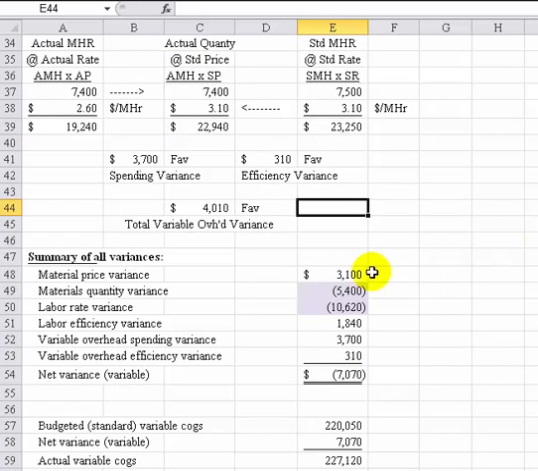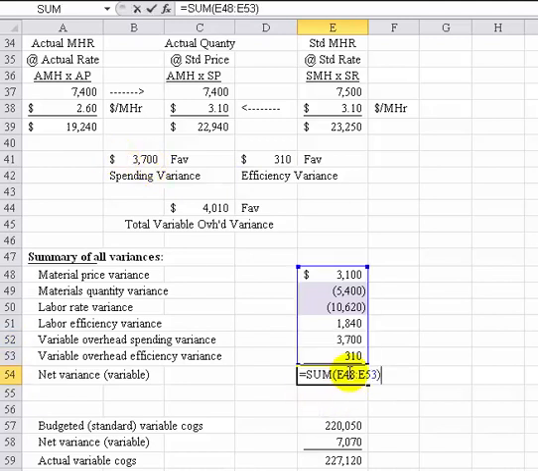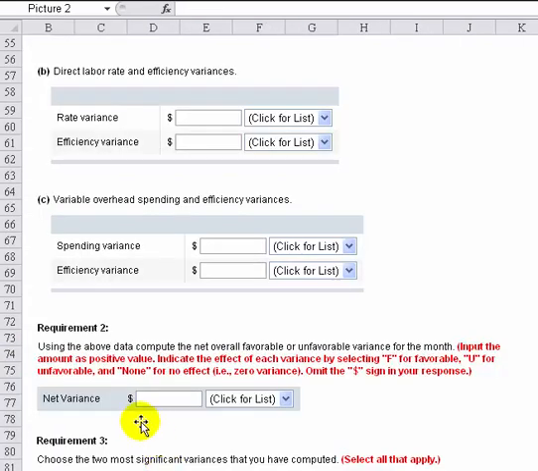So now all we do is we drop in the variances we've computed. We already computed the material price variance, the material quantity variance. Keep in mind, favorables are a positive number, negatives are unfavorable. Just drop in all those variances, right? There's the 310 comes from there, the 3,700. Okay, so we've worked all of these, and then we just sum the variances. Okay, so that's our summary of the variances.